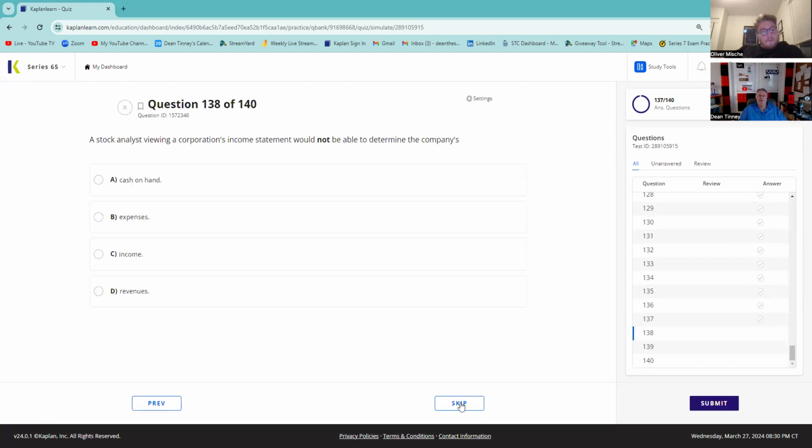A stock analyst viewing a corporation's income statement would not be able to determine the company's... kind of interesting. So 3 of these things go on the income statement, and 1 of these things goes on the balance sheet. Yeah, A. Right on. That's a current asset on the balance sheet, right?